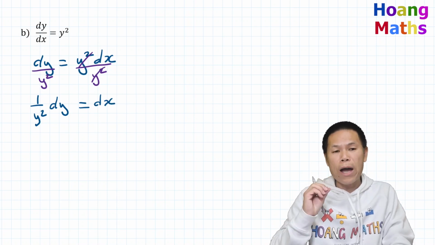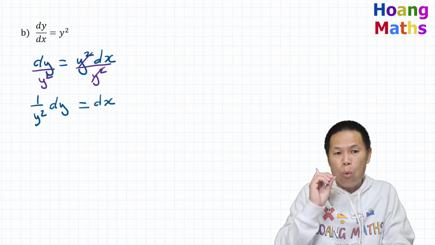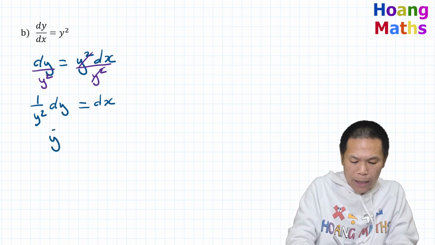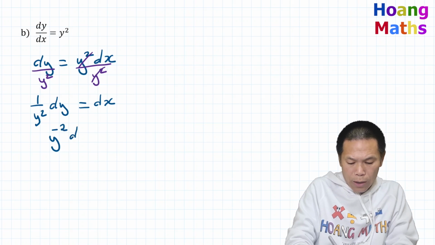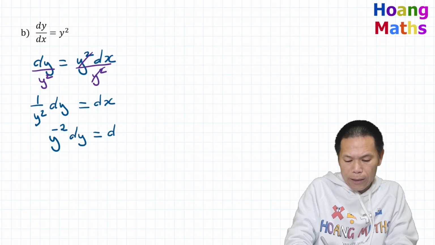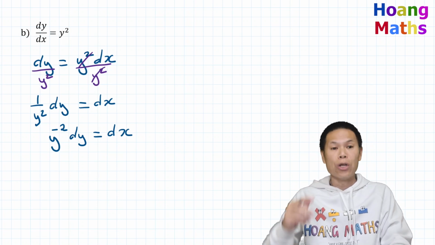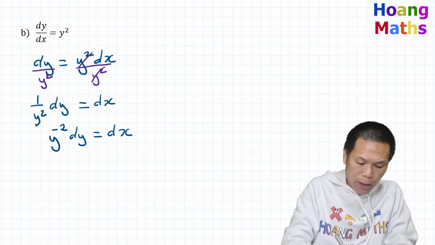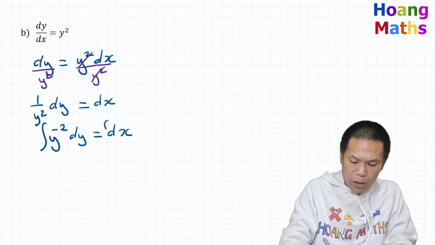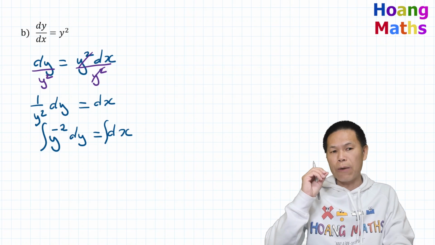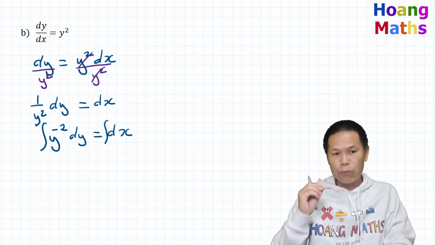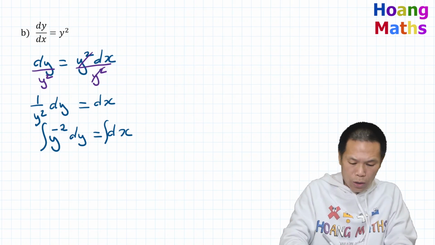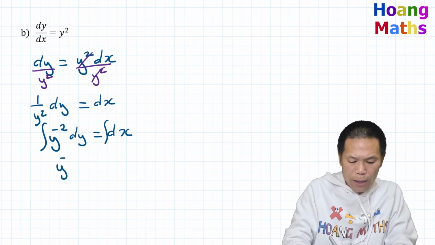So then 1 over y squared, I can bring that up, becomes y to the power of negative 2. So y to the power of negative 2 dy is dx. So there you go. So what I do now is I just integrate both sides. I integrate this and I integrate on the right hand side. So integrate y to the power of negative 2 with respect to y. We just add 1 to the power of negative 2, so it becomes y to the power of negative 1.